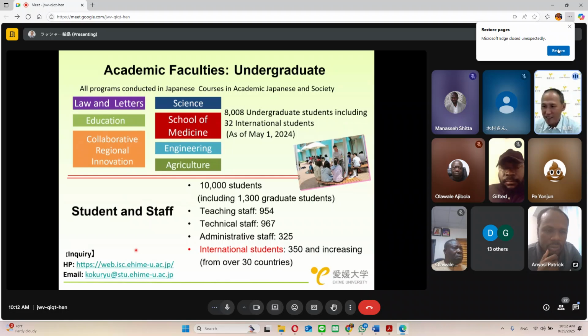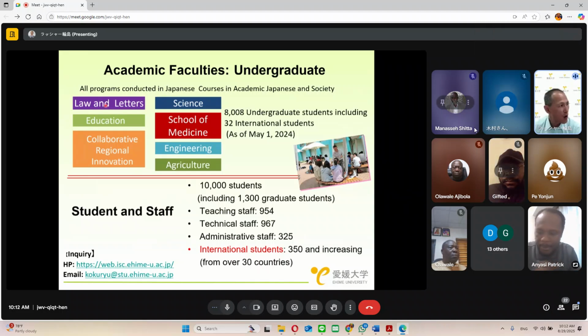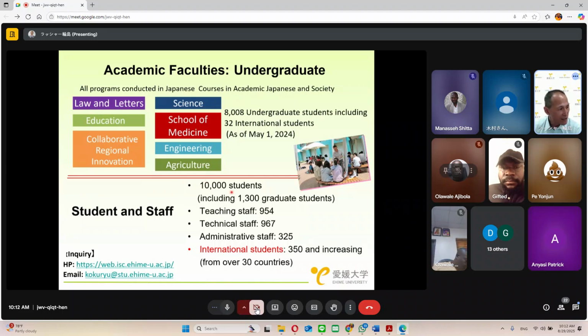As mentioned before, there are seven faculties: law and related education, collaborative regional innovation, science, school of medicine, engineering, agriculture. We are the engineering faculty, with about 10,000 students and about 100 staff.